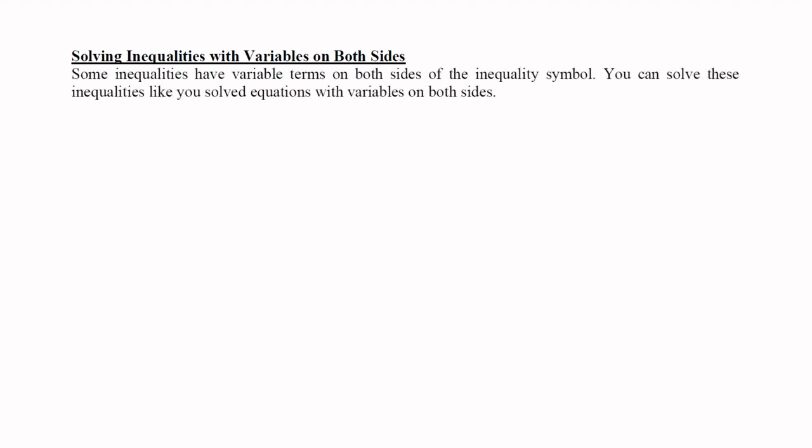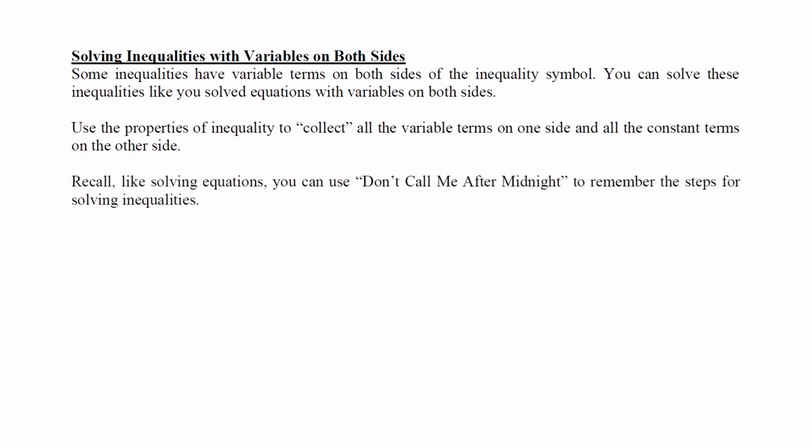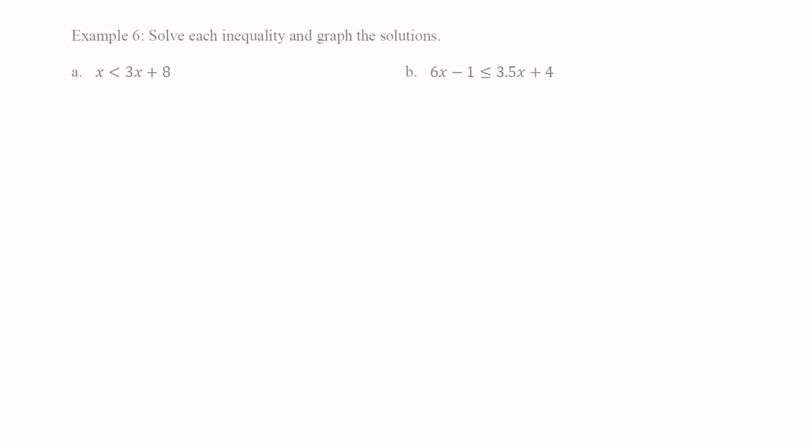Now let's look at solving inequalities with variables on both sides. You can solve inequalities like you solved equations with variables on both sides. We're going to do this by collecting all the variable terms on one side and all the constant terms on the other. And then we're going to solve using the phrase, "don't call me after midnight," remembering the steps for solving inequalities. Distribute, combine like terms, move the variable to one side, add or subtract the constants, and then multiply or divide the coefficient of your variable. So let's take a look at this in examples.